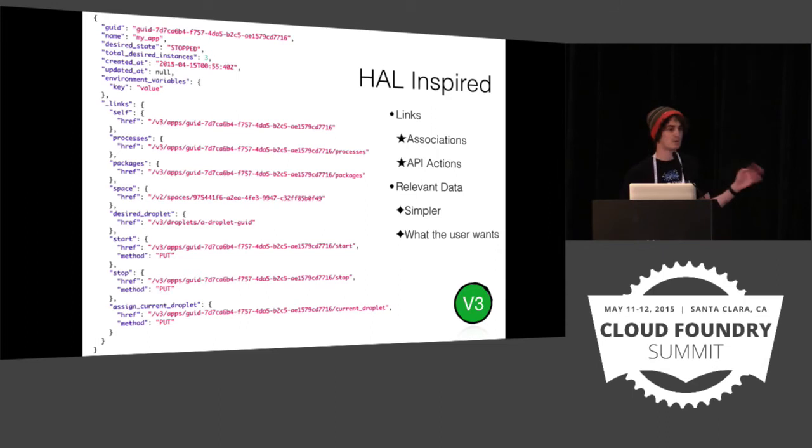Another key point to this HAL pattern is this link section right here. The way I like to think about the link section is that it's like a map for the user to help them navigate through our API.